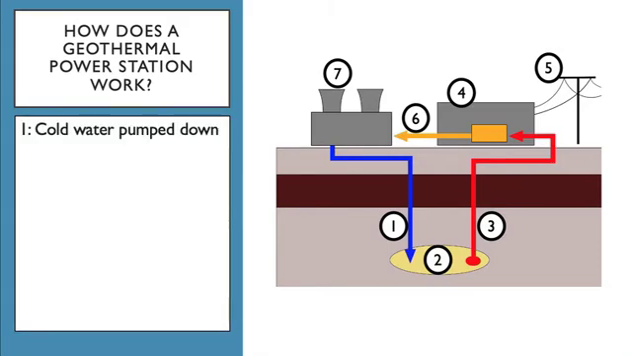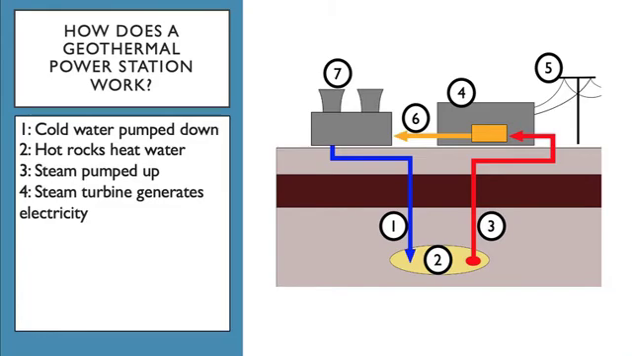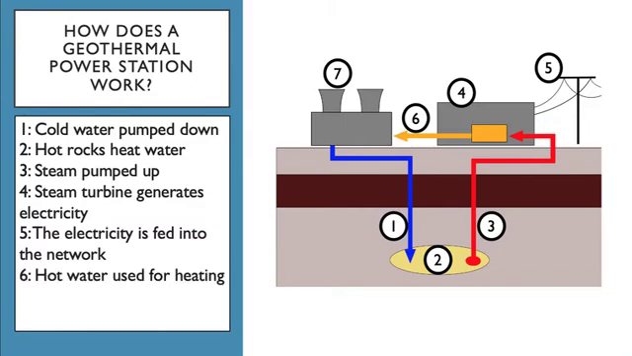So number one here on the left hand side, that's cold water being pumped down to the hot rocks where the water gets heated. Then it gets heated up into steam, and the steam then gets pumped back up to the surface where it drives a turbine and makes electricity, and then that is fed into the network. Hot water is then also used for heating, so we've got a load of hot water that we haven't used for anything else, so that can be used for heating, and then steam is condensed and so it can be reused, and so it's like a cycle.